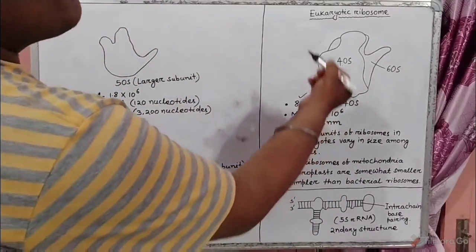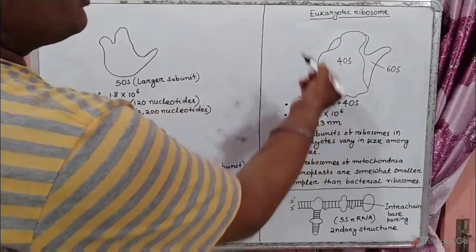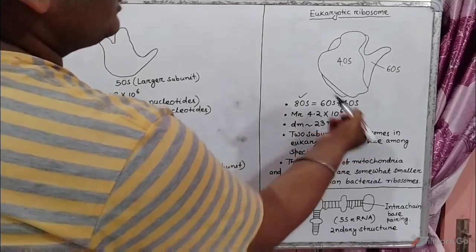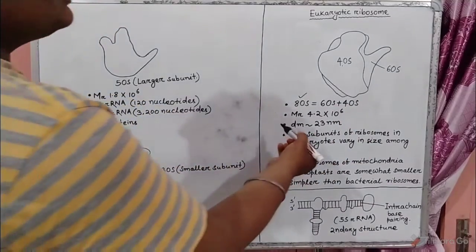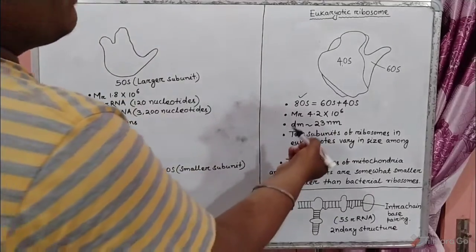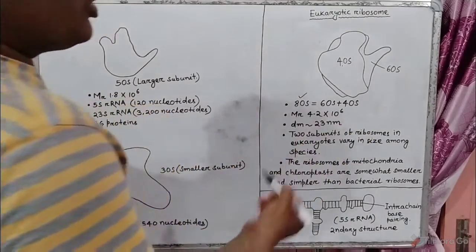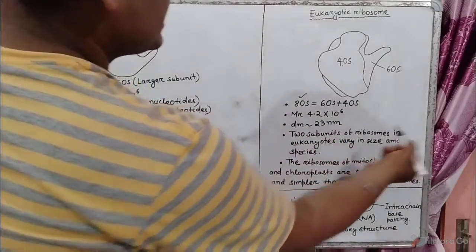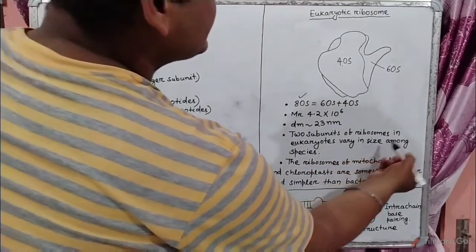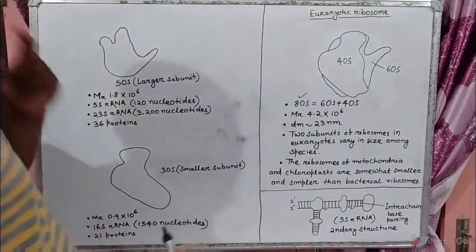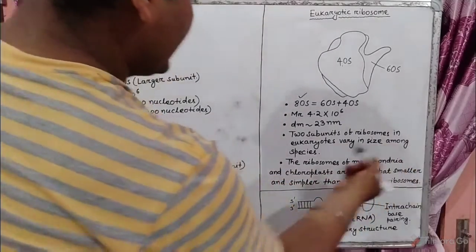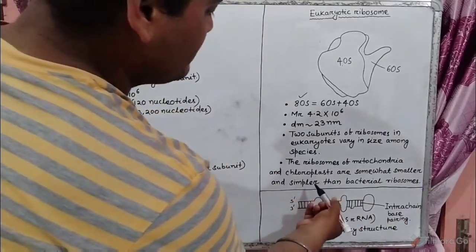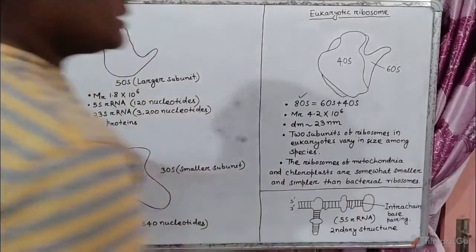The relative molecular mass of the 80S ribosome of the eukaryotic cell is 4.2 × 10^6. The diameter of the 80S ribosome is about 23 nm. The two subunits of the ribosomes in eukaryotes vary in size among species. The ribosomes of the mitochondria and chloroplasts are somewhat smaller and simpler than the bacterial ribosomes.